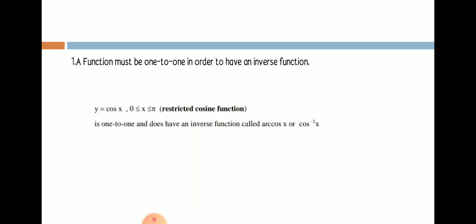A function must be one-to-one in order to have an inverse function. In this example, this is a restricted cosine function, so it is one-to-one and thus has an inverse function called arccos x, or cos^(-1) x.